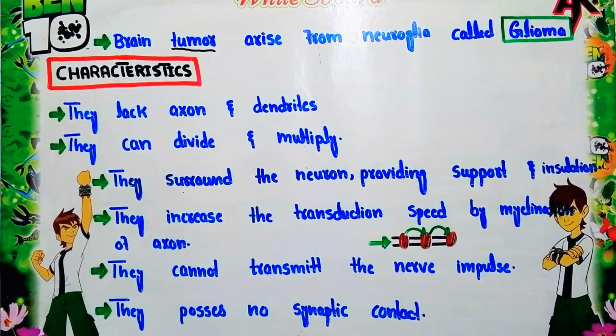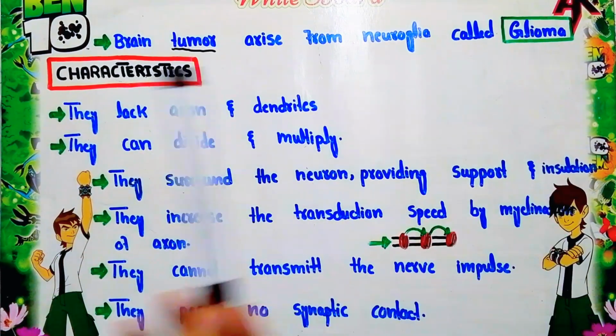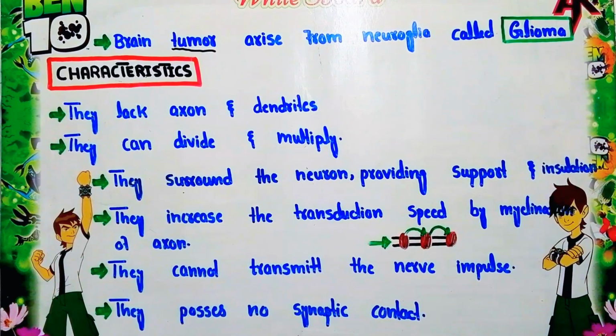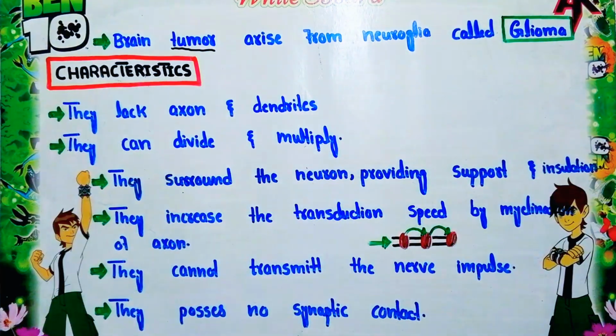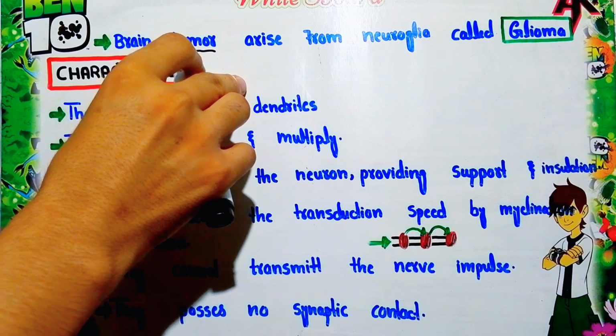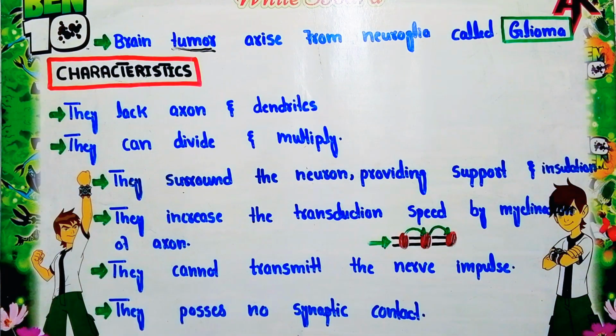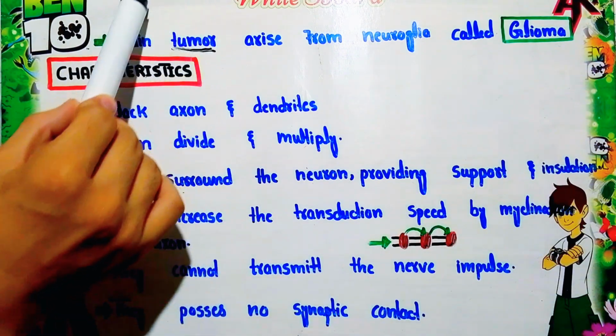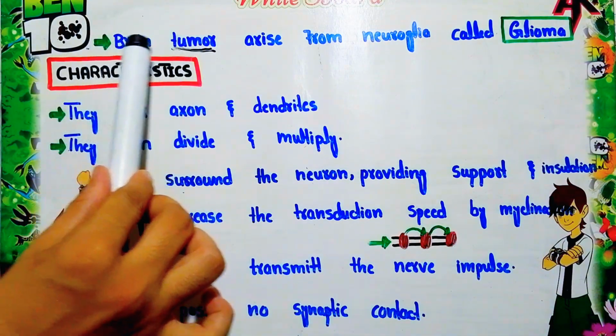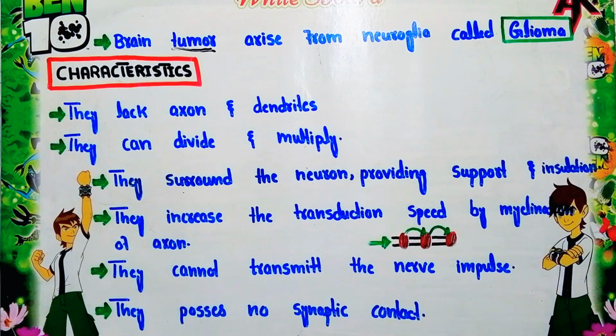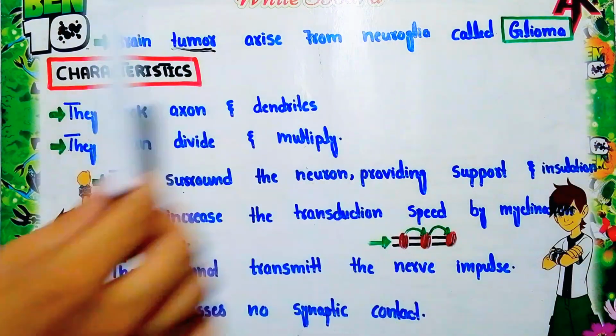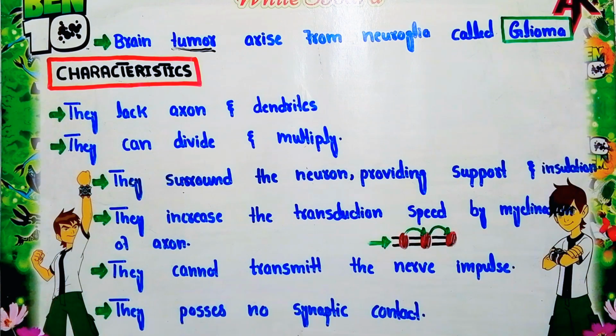Now, another point related to the neuroglial cell is the glioma. Gliomas are brain tumors which mainly arise from the neuroglia. So first of all, what is a tumor? A tumor is basically a group of abnormal cells. When this group of abnormal cells is found in the brain, such a tumor is called a brain tumor. When the formation of this abnormal group of cells arises from the neuroglial cells, such a brain tumor is called a glioma.